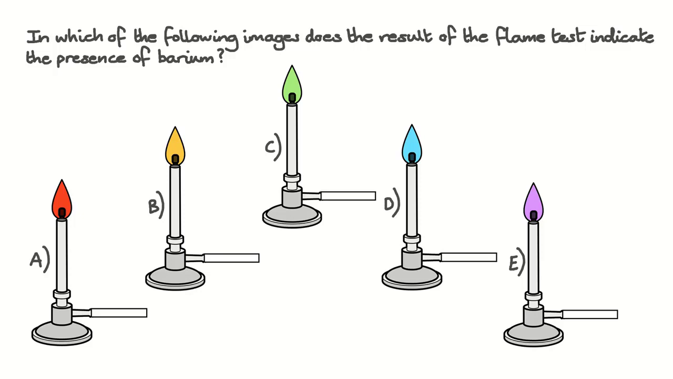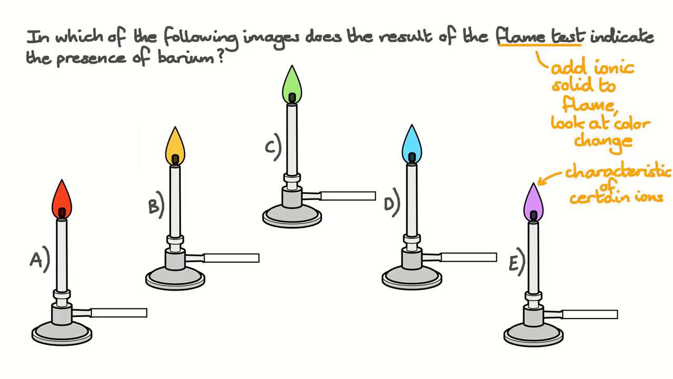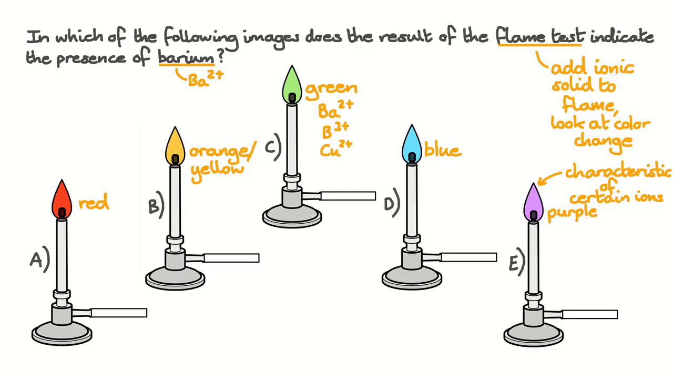In which of the following images does the result of the flame test indicate the presence of barium? In a flame test, we're adding an ionic solid, a powder perhaps, to a flame, and we're looking at the colour change. Each colour is characteristic of certain ions. A is a red flame, B is an orange or yellow, C is green, D is blue, and E is purple.